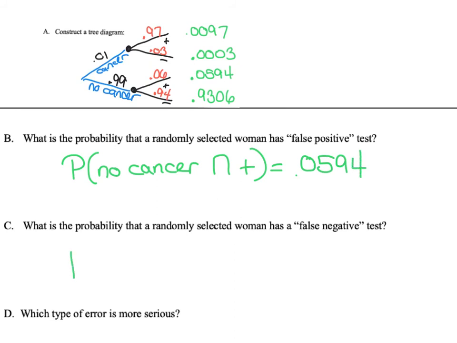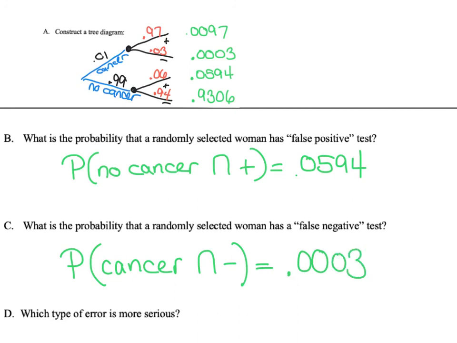What is the probability that a randomly selected woman has a false negative? So this would be the probability that you have cancer and your test comes back negative. Cancer, and negative. So this is this probability here. Joint probability. Which type of error is more serious? So just pause and think about that.